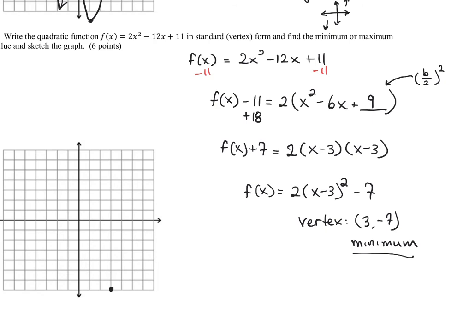So if I plug in a 2 for x, 2 minus 3 is negative 1. Negative 1 squared is 1. 1 times 2 is 2. 2 subtract 7 is negative 5. So when I plug in a 2, I got negative 5, which is right here. Now, parabolas are symmetric, so that point can be reflected across on the other side, and that will give us our parabola.